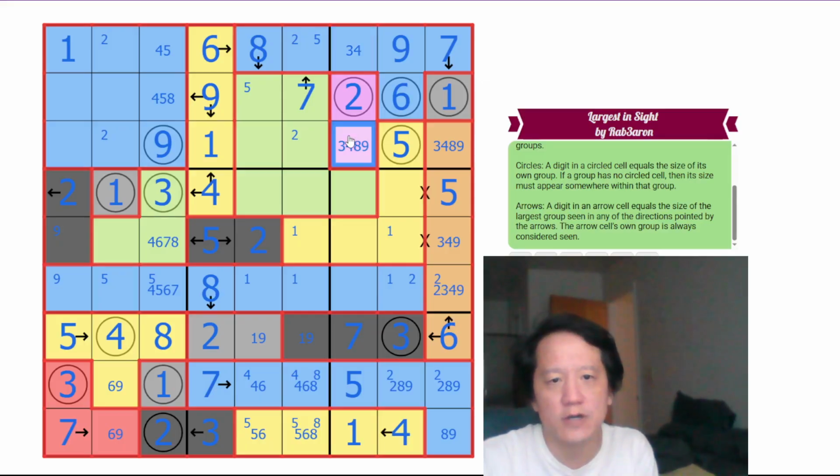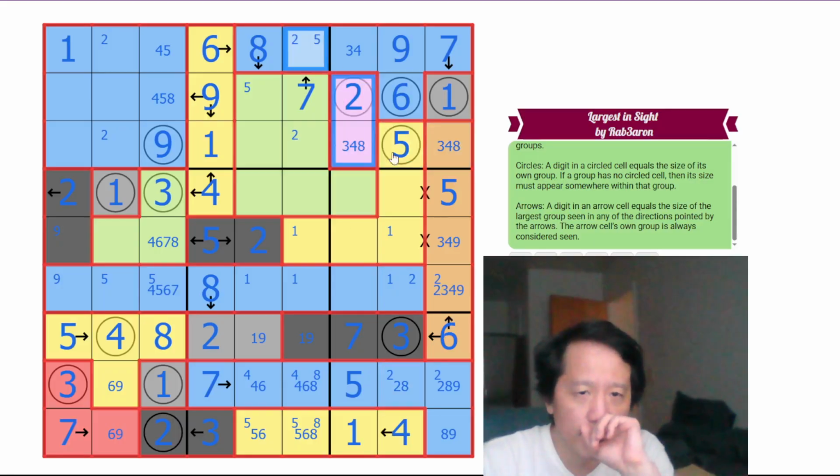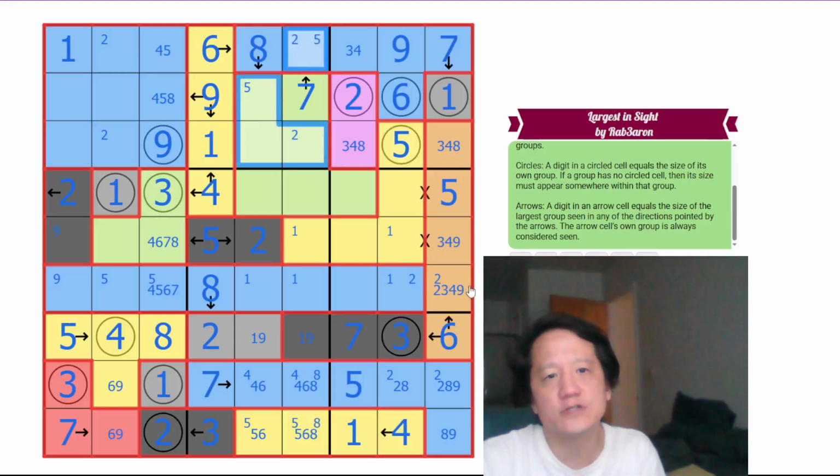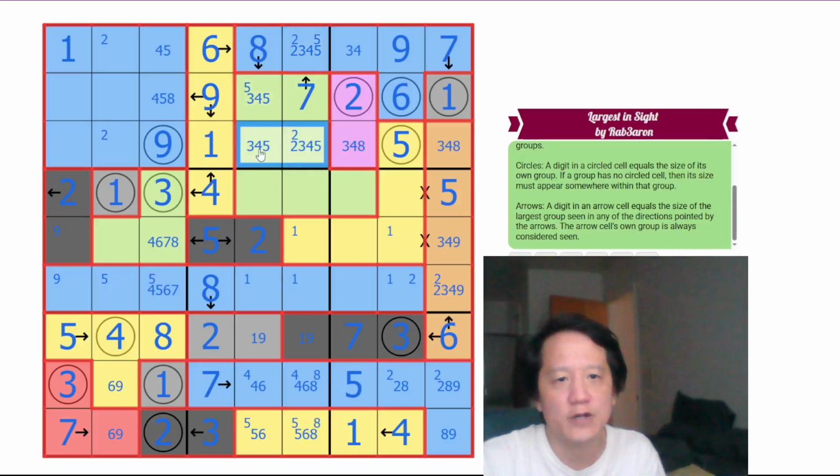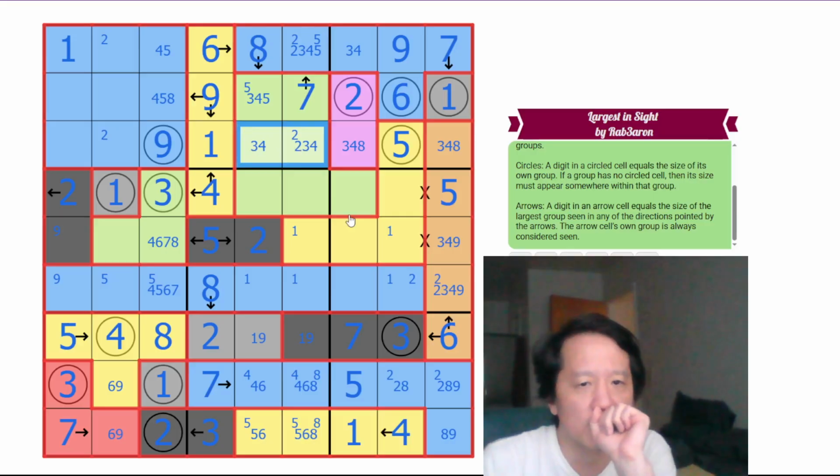This can't be 8 or 9. No 9 in the rest of the box. No 9 in the rest of the column. Remaining digits in box 2 are 2 through 5. No 2 here because of 2 in the column. No 5 here because of 5 in the row.